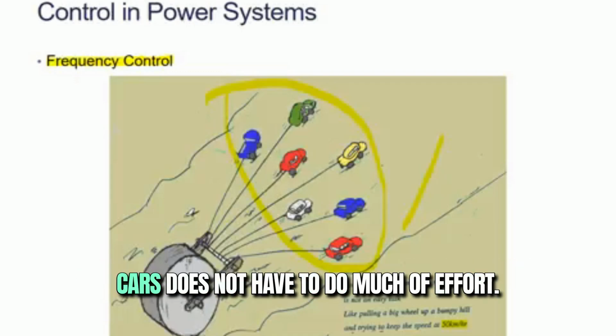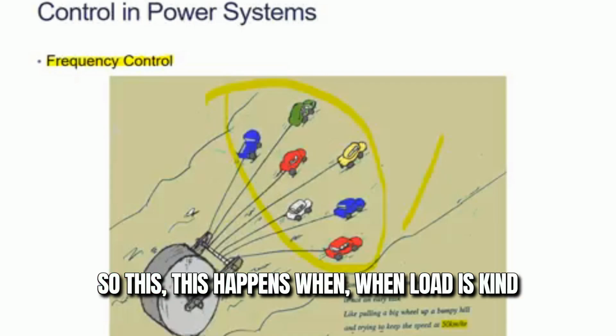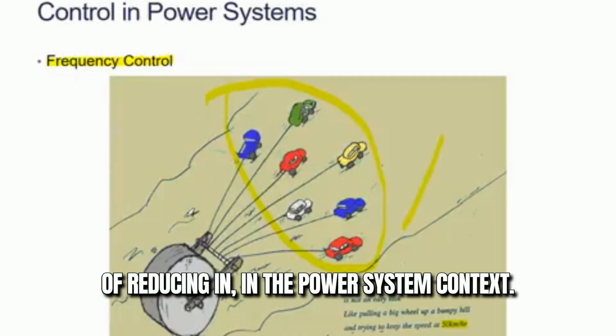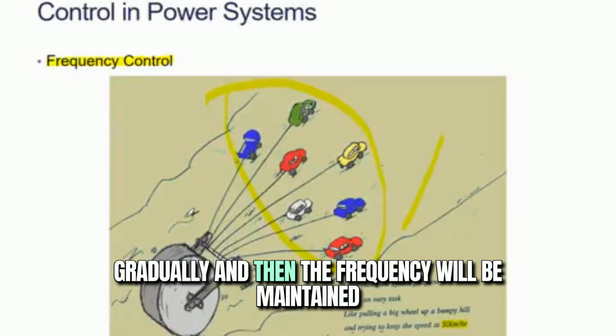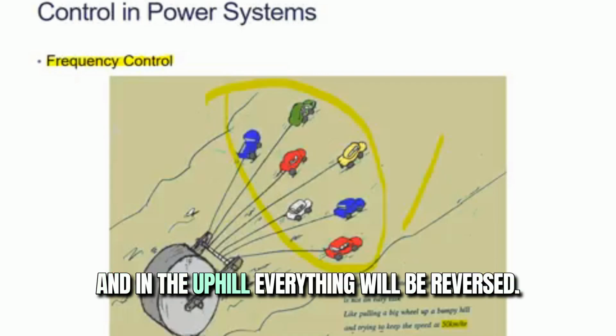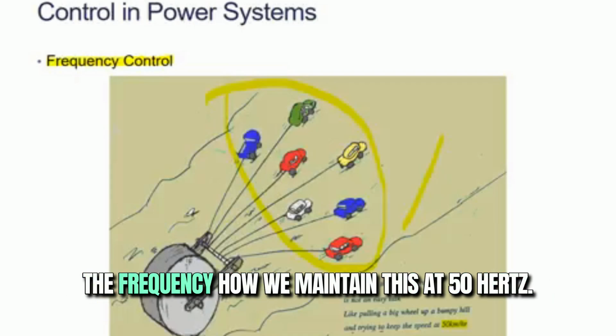And if we take this wheel downhill, then probably these cars do not have to make much effort, and the wheel can gain speed gradually on its own. This happens when the load is reducing. In the power system context, the generation can reduce gradually, and the frequency will be maintained, and in the uphill case everything is reversed. So this is a very interesting picture to visualize the frequency, and how we maintain it at 50 hertz.